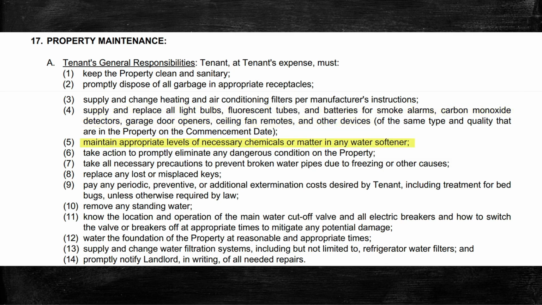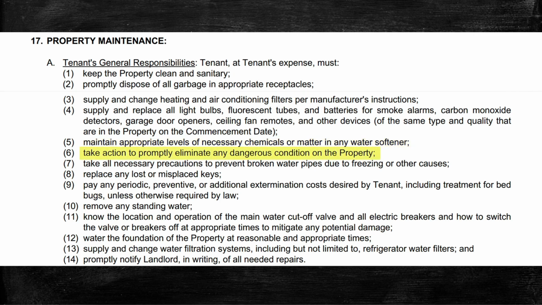Number 5, if there is a water softener associated with the property, then the tenant is required to maintain appropriate levels of necessary chemicals or other matter in any water softener. So if it's a water softener that requires salt to be added into it or something like that, then it's the tenant's responsibility to maintain the required levels of those chemicals. You can't just let it go and thereby cause damage to that equipment. If you do, as a tenant, it's possible you'll end up having to pay for the repairs.